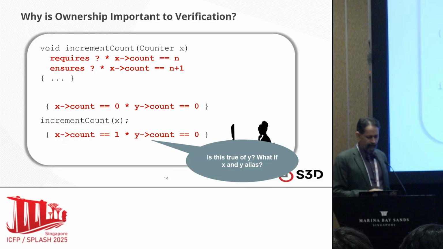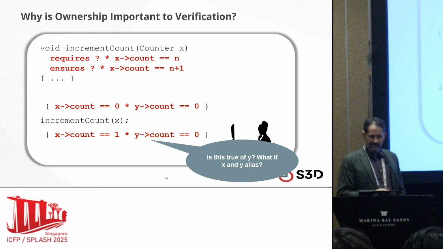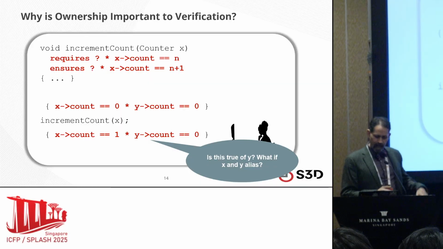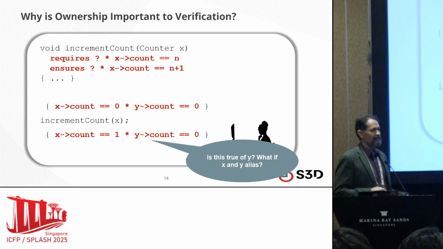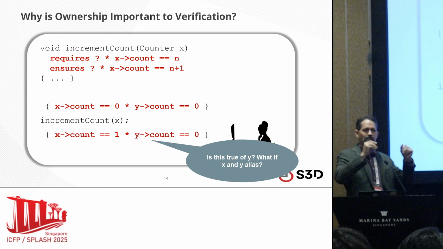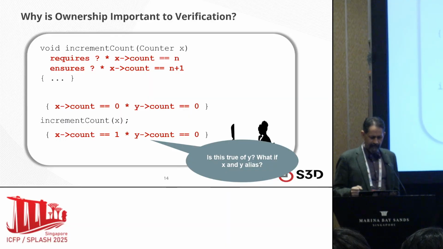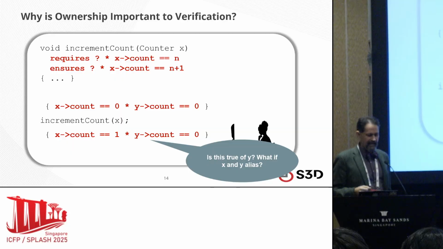Now, if we know that x.count is 0 and we increment the count and pass x, then we know that x.count is 1. But let's say y.count was in scope. It used to be 0. Is it still 0, right? Well, I don't know. It seems like it should be 0 because I incremented x and I didn't increment y. But of course, if x and y point to the same counter, the same object in Java or in C, then y's count will have been incremented. It will now be 1, right?